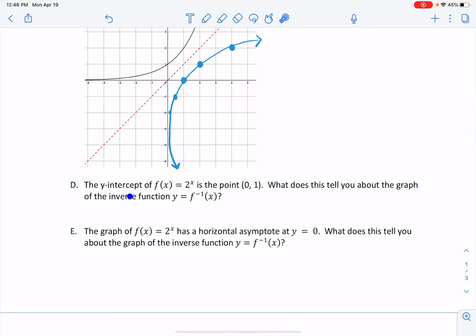Part D says the y-intercept of f of x is equal to 2 to the x power. So the y-intercept, the point is 0, 1. So what does that tell you about the graph of the inverse function? So if we flip that point around, we have 1, 0. If we look at 1, 0 on our graph, that's the x-intercept. So that tells us that 1, 0 is the x-intercept of the inverse.